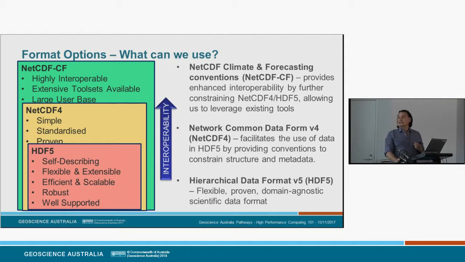So NetCDF4 applies some constraints around how you can structure your data in HDF, and also has some rules about what metadata needs to be in there and how that metadata needs to be presented. NetCDF CF, or climate and forecasting, is another level of constraint again. And the idea is that if you have a NetCDF CF, then applications will be able to read that straight out of the box. And that's important to the climate community because they share their research worldwide.